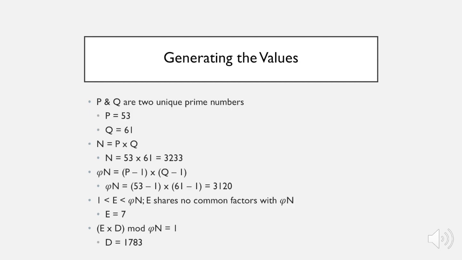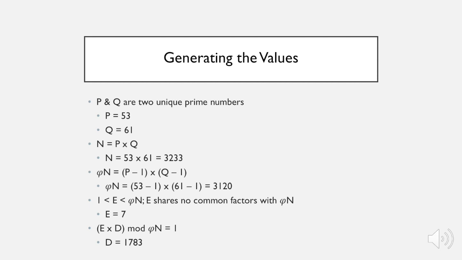The key generator must generate values for P, Q, N, Phi N, E, and D. The key generator must first choose 2 large prime numbers P and Q. In real-world utilizations of RSA encryption, these prime numbers are typically incredibly huge, usually hundreds of digits long, but for the sake of the example, I've chosen 2 very small prime numbers, 53 and 61. The key generator must then multiply these 2 prime numbers together to attain the value of N. That is, P times Q is equal to N. In our example, 53 times 61 is equal to 3,233. N is a semi-prime number, or the product of 2 prime numbers.